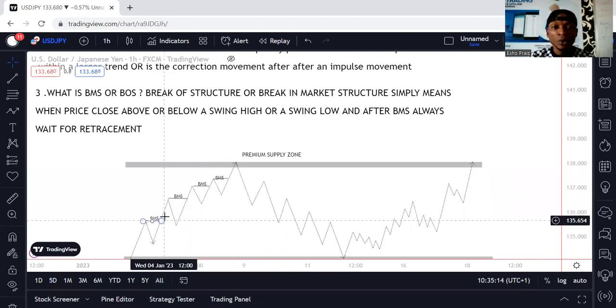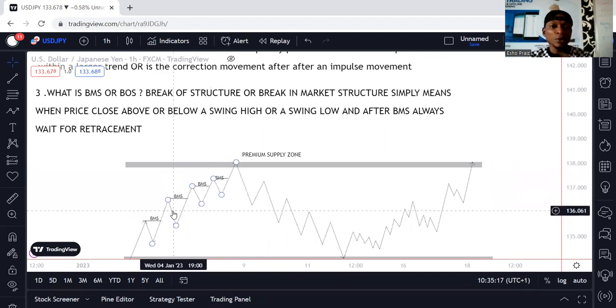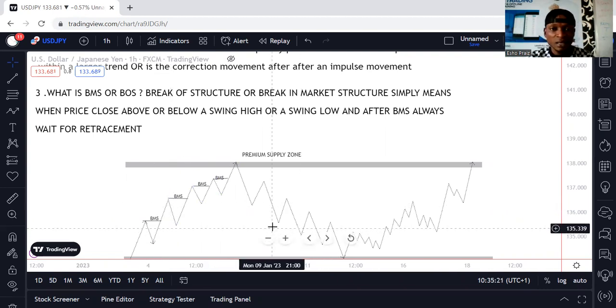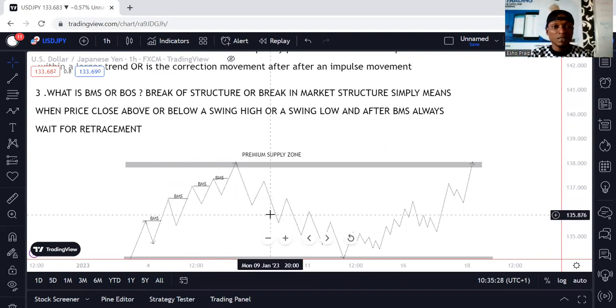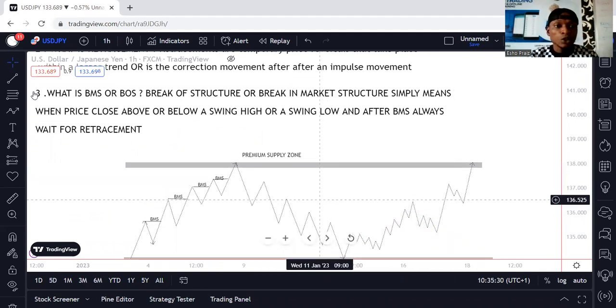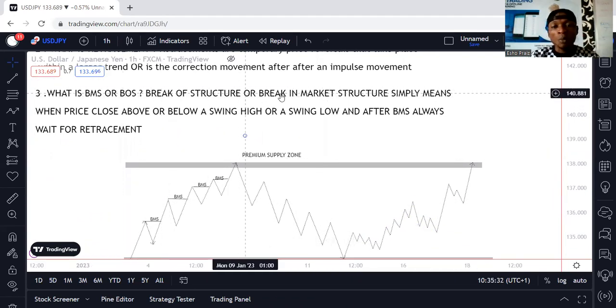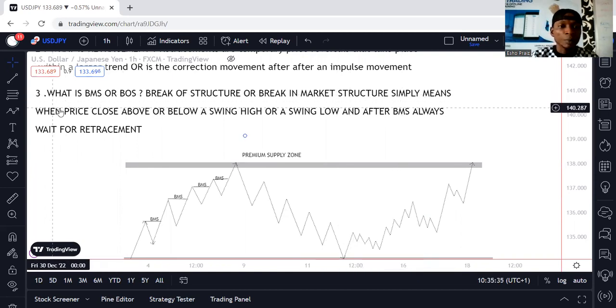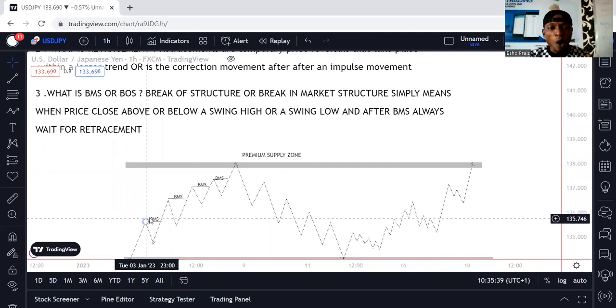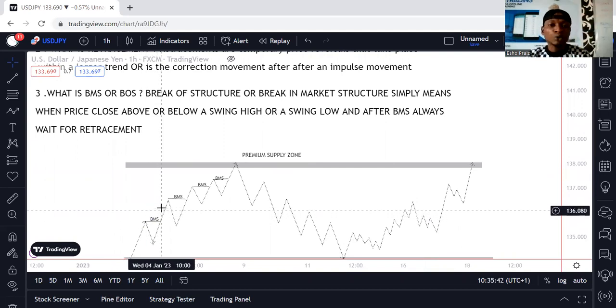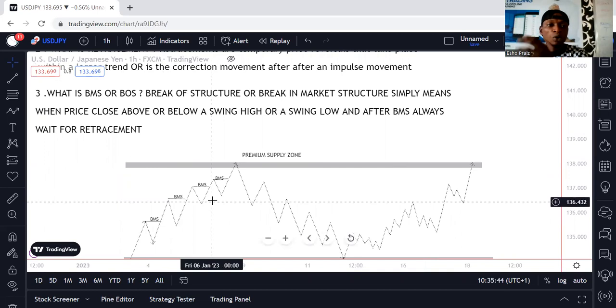or we say BOS. BOS is break of structure, and BMS is break in market structure. It's still the same thing. Wherever you are, anywhere you hear anything about BMS or BOS, it's still the same thing. Don't be deceived and don't be confused. So break of structure or break in market structure simply means when price closes above or below a swing high or swing low. After BMS, always wait for what we call retracement.